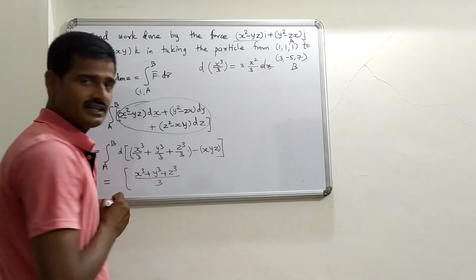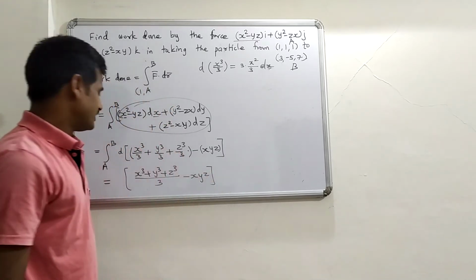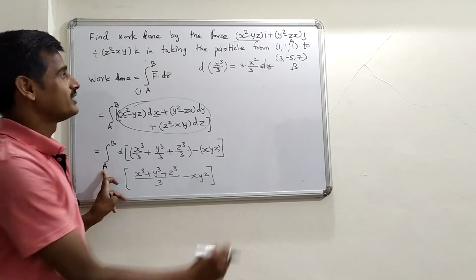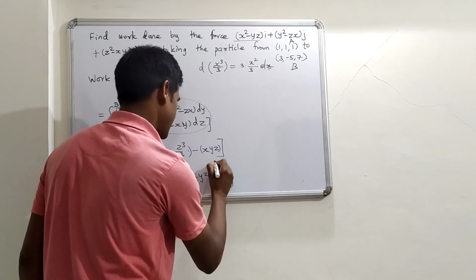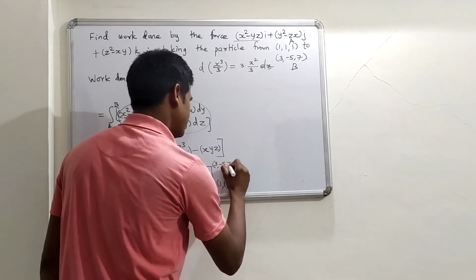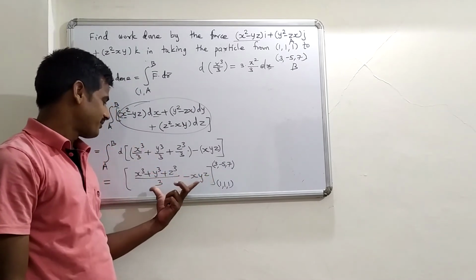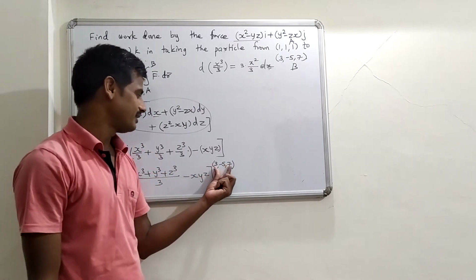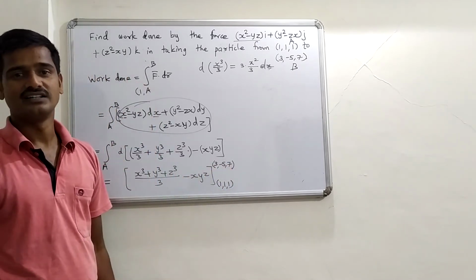Now what is point A? What is the lower limit? That is (1, 1, 1). And what is the upper limit? It is (3, −5, 7). Now just find the value of this expression for the upper limit minus the lower limit. You will get the work done.